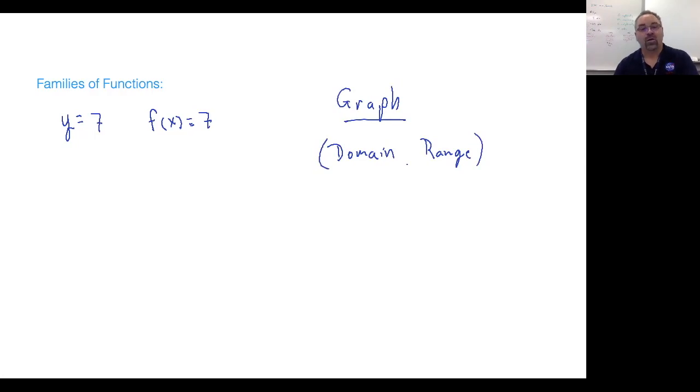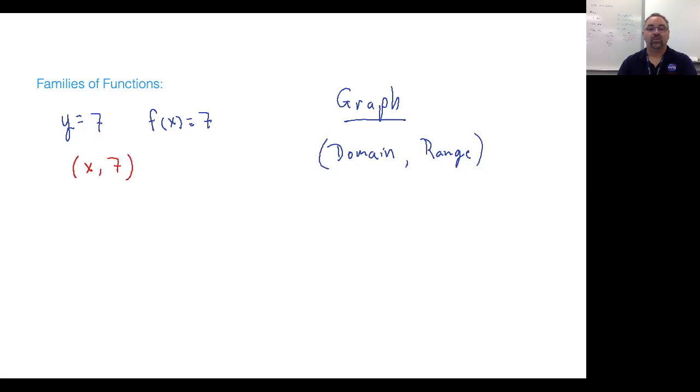So for our basic constant function that I've given you here, it doesn't matter what the input is. Every single ordered pair that's on this particular function, it doesn't matter what we input for x, the y coordinate is always going to be 7.